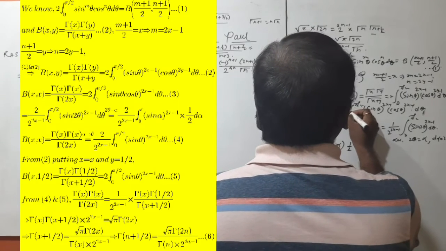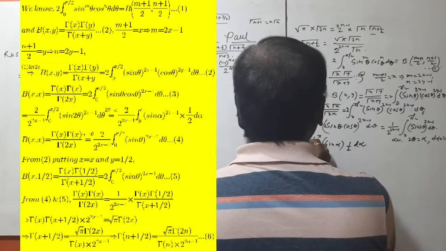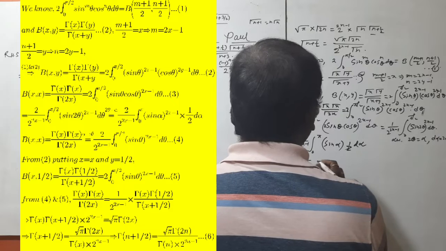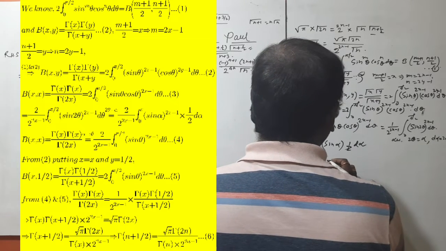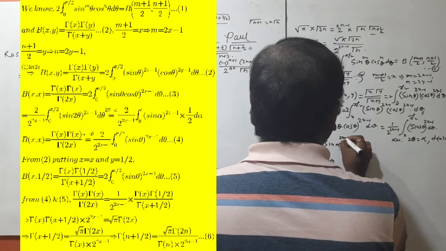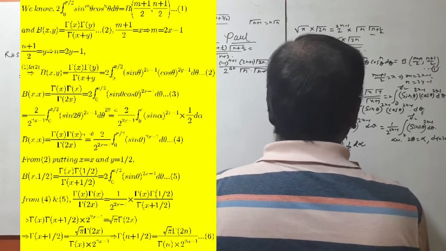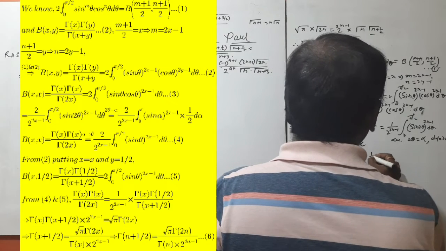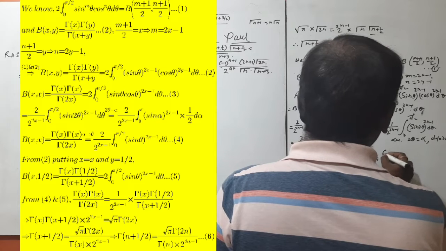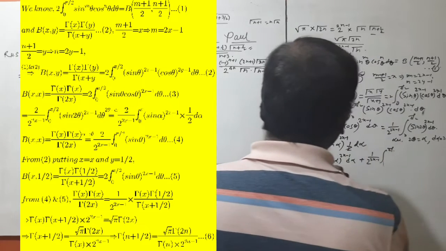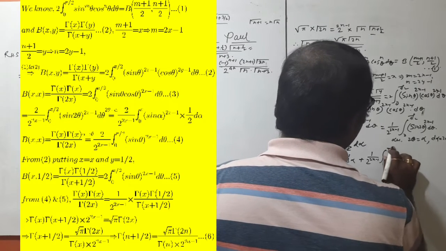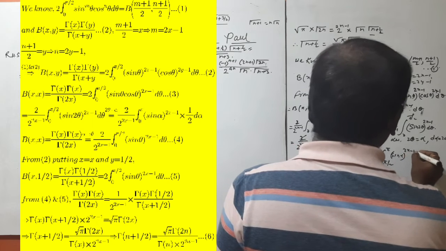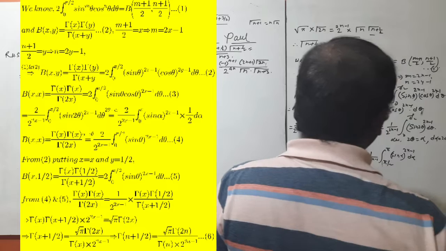The 2 is missing here, so this is 2 times that, and the 2s cancel. So we have 1 over 2 to the power 2x minus 1, the integral from 0 to pi, of sine alpha to the power 2x minus 1 d alpha.